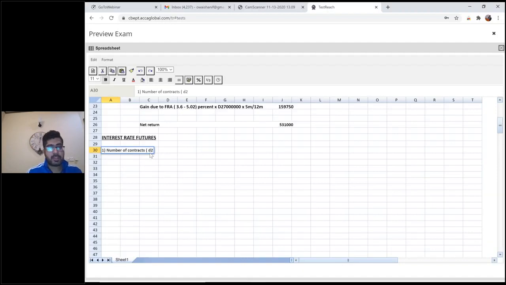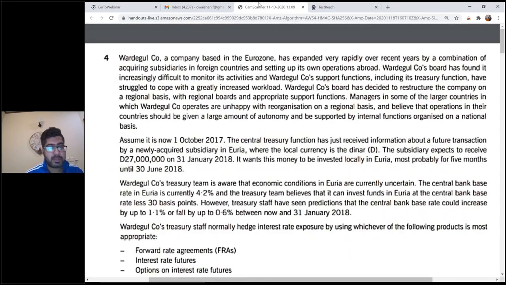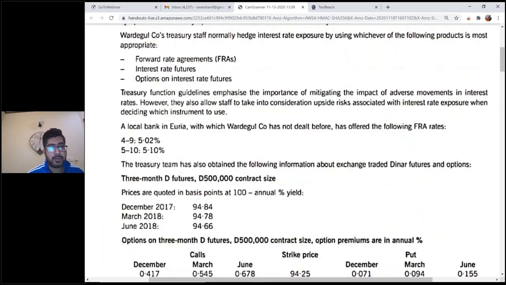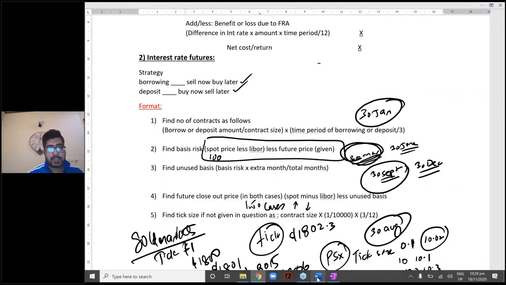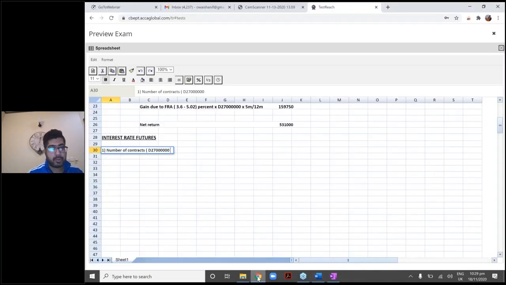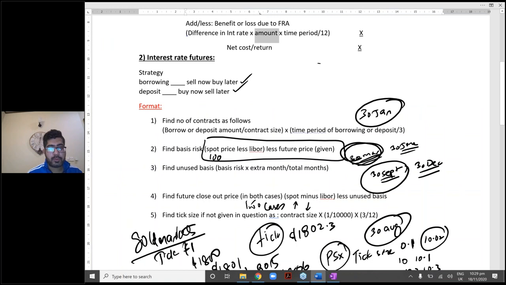Borrowed or deposit amount is dinar 27 million, divided by contract size. Go to the question. What is the contract size of futures? 500,000. So borrowed or deposit amount divided by contract size, 500,000, into time period of borrowing over 3.